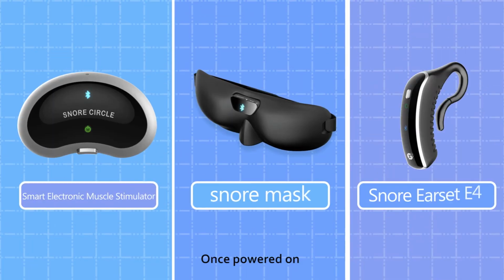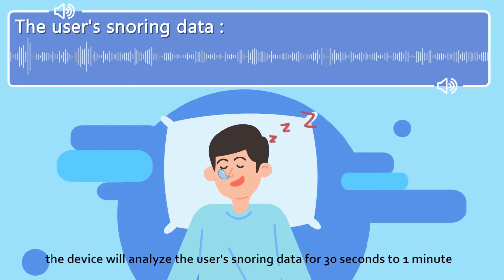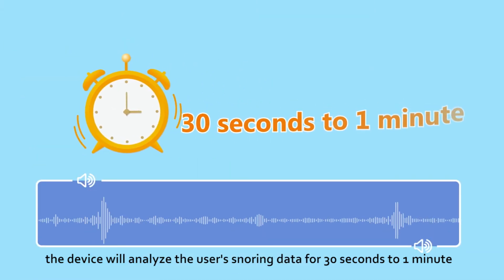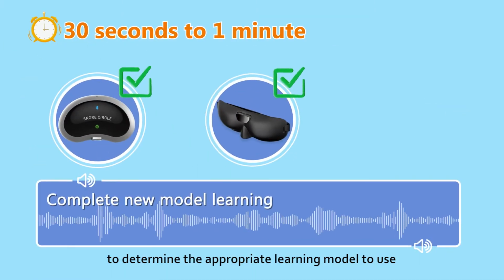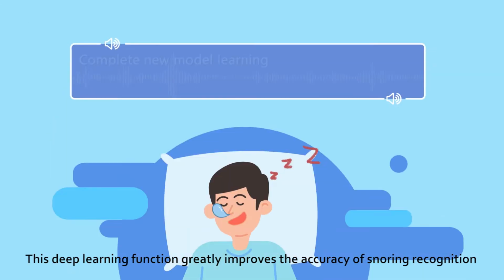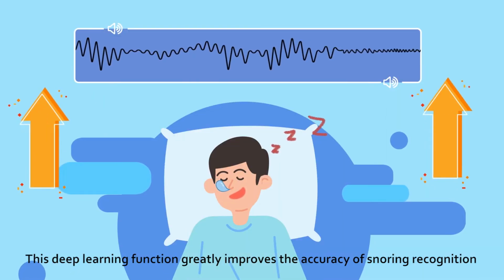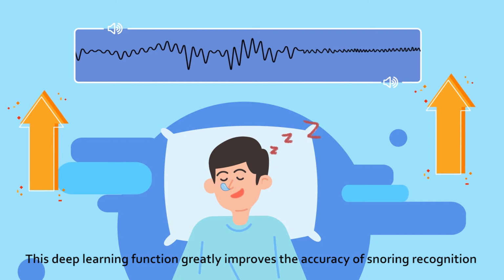Once powered on, the device will analyze the user's snoring data for 30 seconds to 1 minute to determine the appropriate learning model to use. This deep learning function greatly improves the accuracy of snoring recognition.